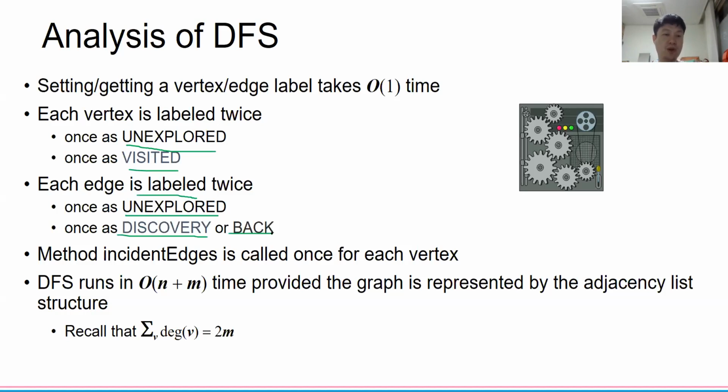When you have the incident edges, you know that the incident edges is a kind of loop, and it is called once for each vertex. So if you already have the incident edges, then it will be called at least one time. So DFS will run in O(n plus m), because after you deal with all the vertices, you will just add only a few edges. That's why we have O(n plus m). Recall that the summation of the degree of V equals 2m. You already know this from the properties of graphs.